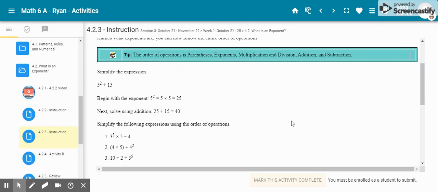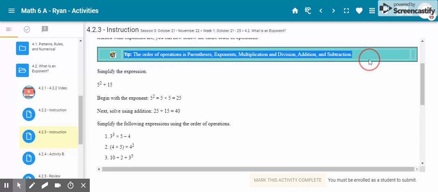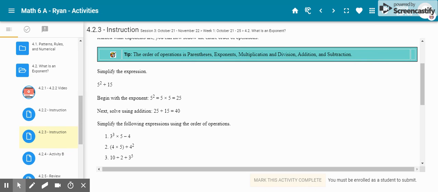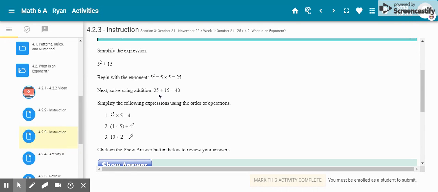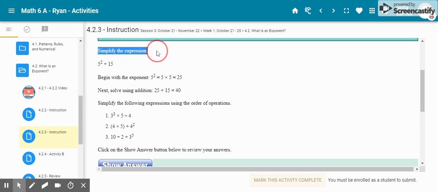So let's look at an example. And this is just a reminder of the order of operations, that we begin with parentheses, then exponents, then multiplication and division in the order that we see them, and then addition and subtraction in the order that we see them. So this is going to walk us through an example, and feel free to include this in your notes as well. These are the types of directions we're going to see.